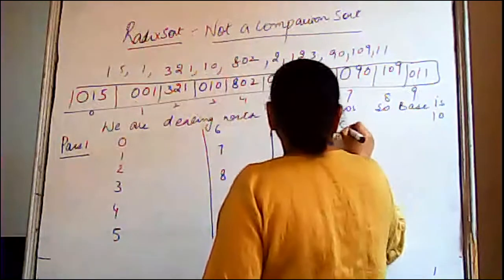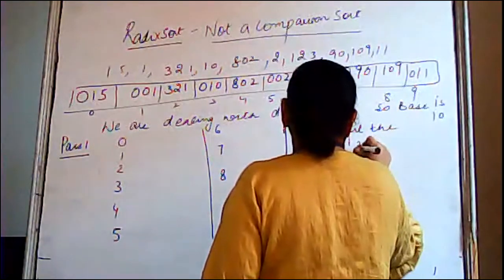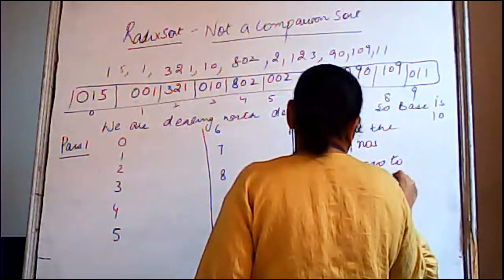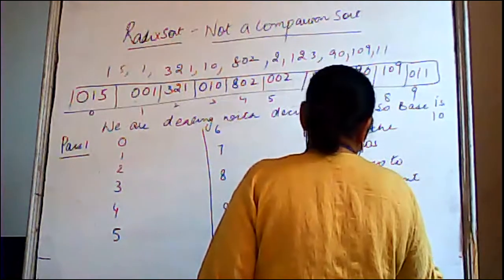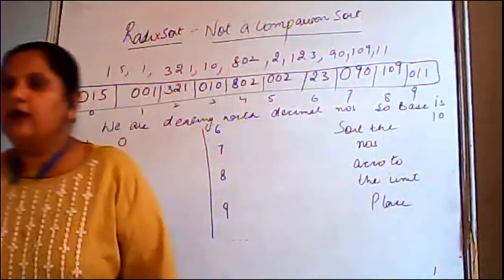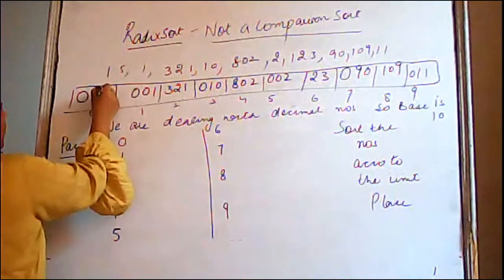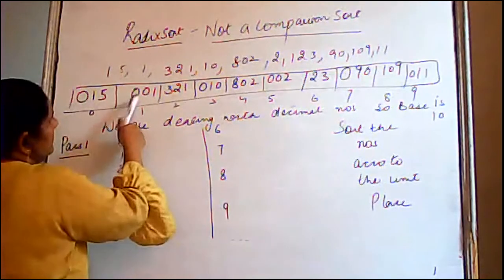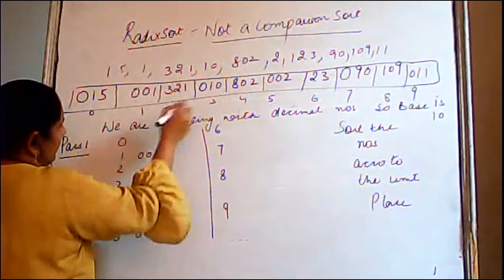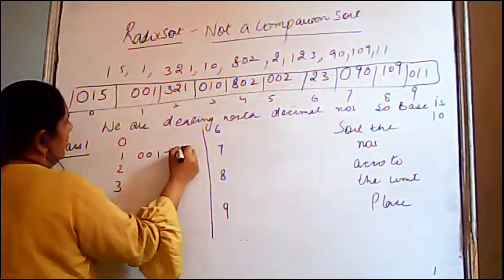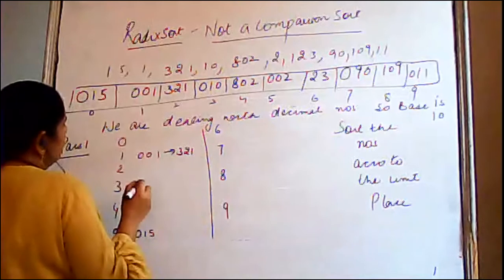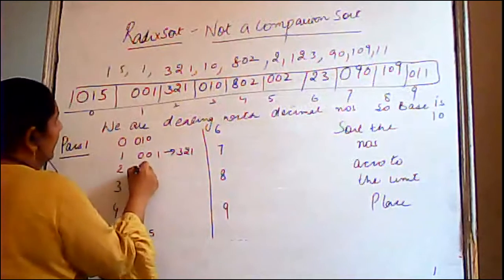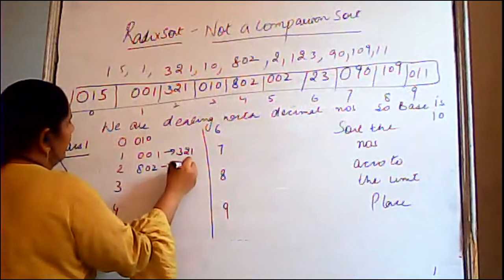sort the numbers according to the unit place. Fine. So first number is having 5 at the unit place. Put it in bucket number 5. 001, put it in bucket number 1. 321, again put it in bucket number 1. Then you have 010, so 010 will come here. 802 will come here. Then 002 will also come here.